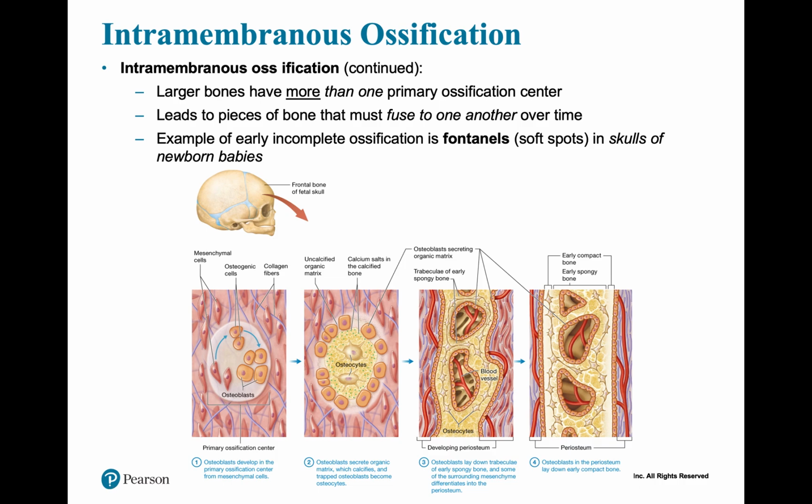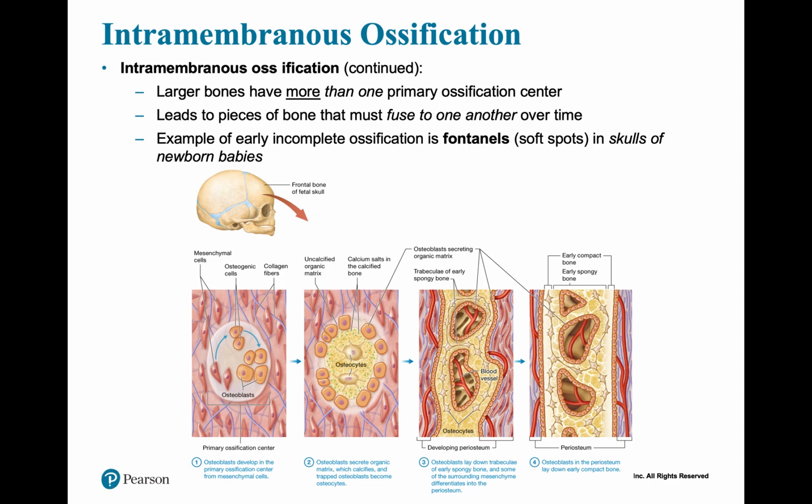Yes, eventually we want the bones of the cranium to be fused together and hard so that it protects the very important brain, but early on, what's more important is being able to pass through the birth canal. So these soft spots allow for the skull to be more flexible, more pliable. It can pass through the birth canal more easily.